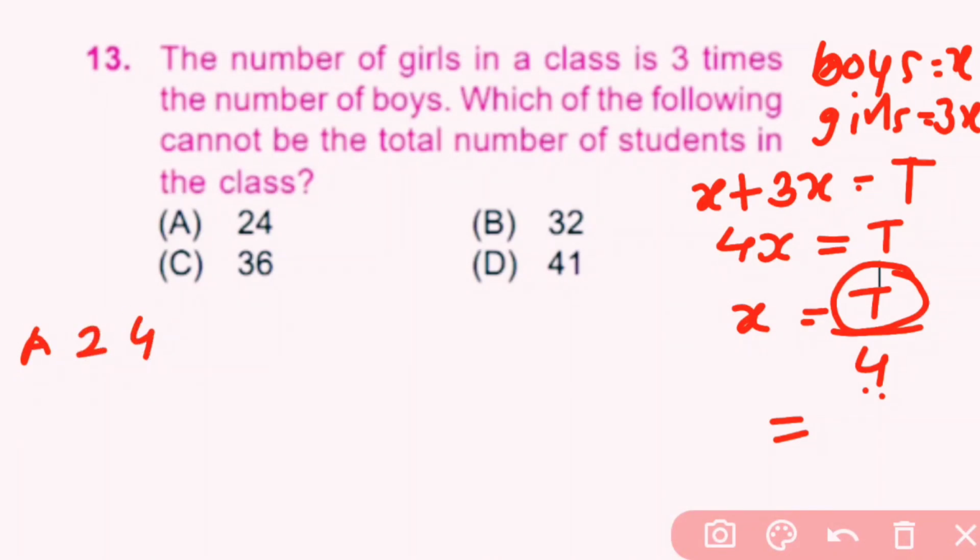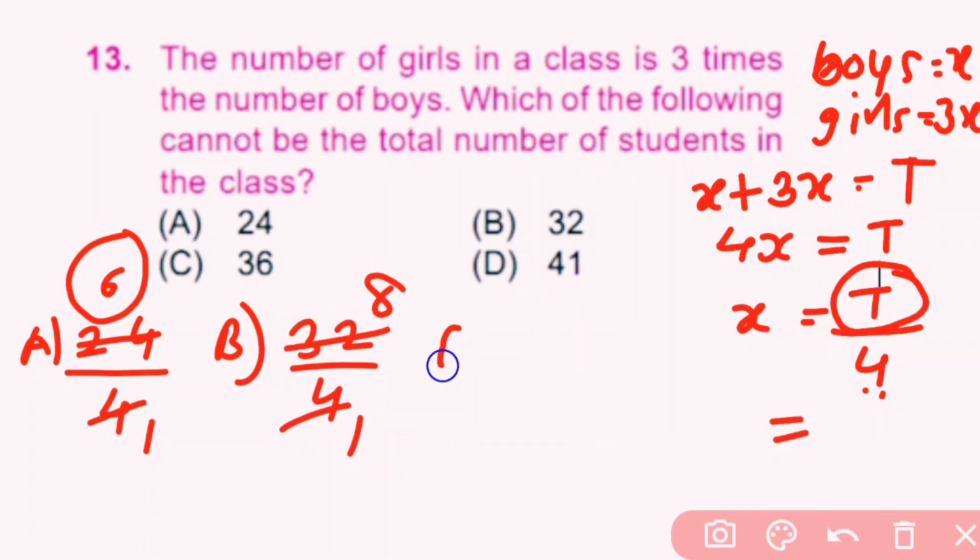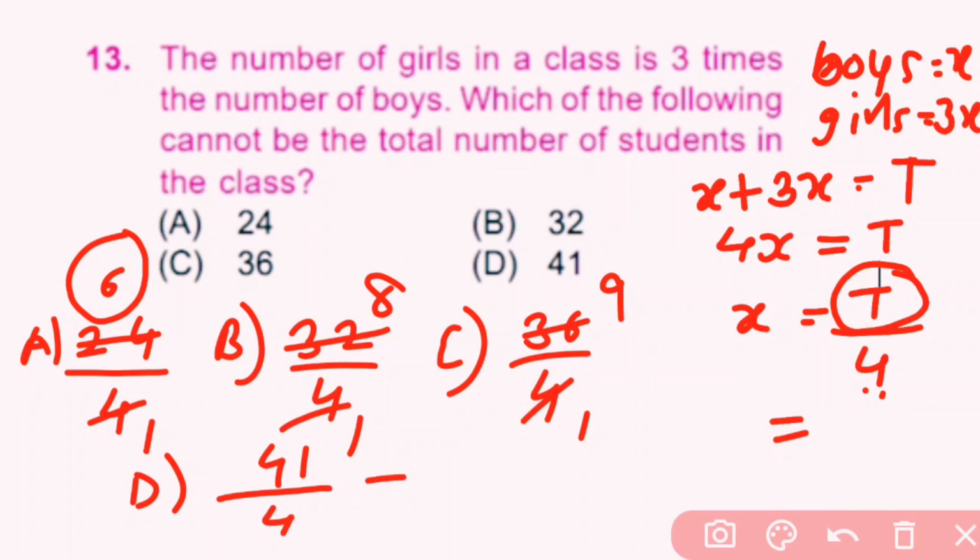Option A, 24. Then divide by 4. 4 ones are 4, 4 sixes are 24. So boys can be 6. If we take option B, 32 by 4, then the number of boys is 8. If we take 36, then the number of boys is 9. And 41 divided by 4, 41 is not divisible by 4. So 41 we cannot take as the total number of students in the class. So here D is the correct answer.